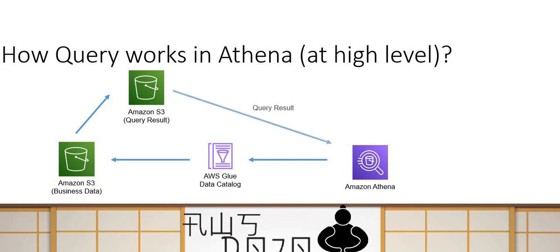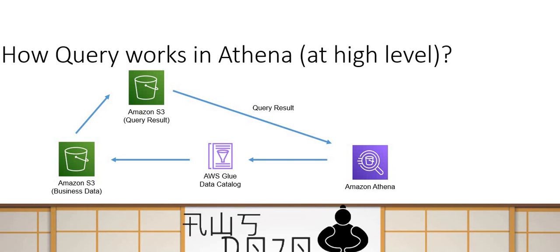And then Athena gets the query result back to the user from this stored result. So it's a pretty straightforward flow of execution, where you raise a query, and this query scans your business data to create the query results. Once the query results are created, they are stored in the S3 bucket, and from that S3 bucket location, the query results are presented back to Amazon Athena.